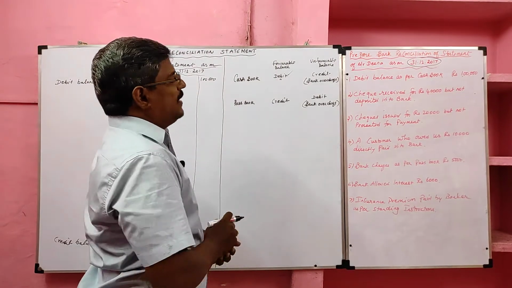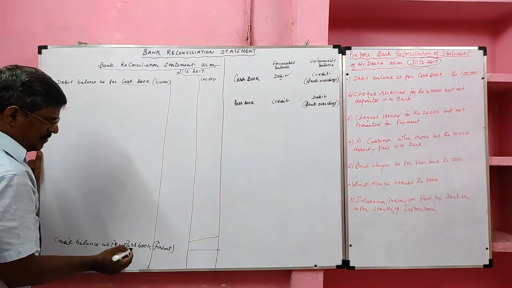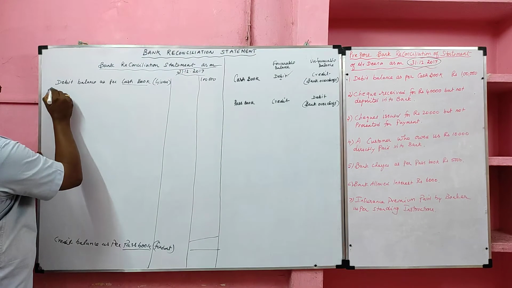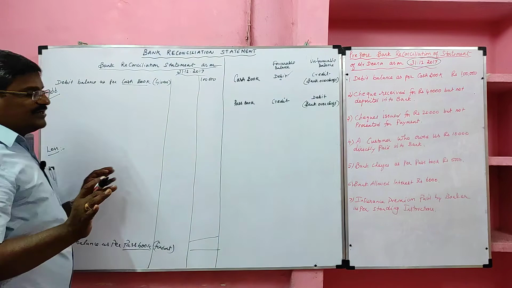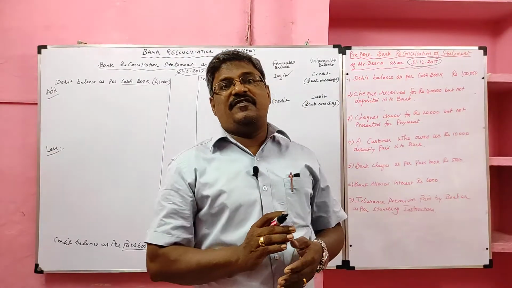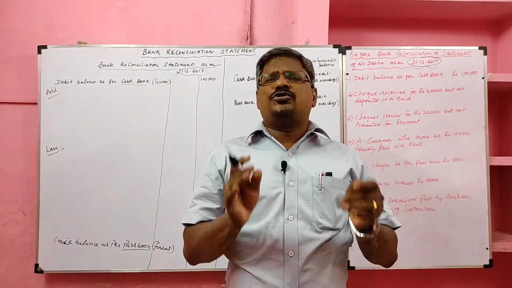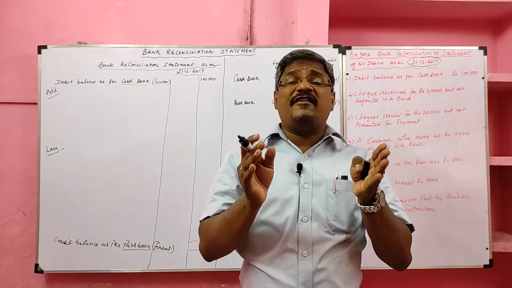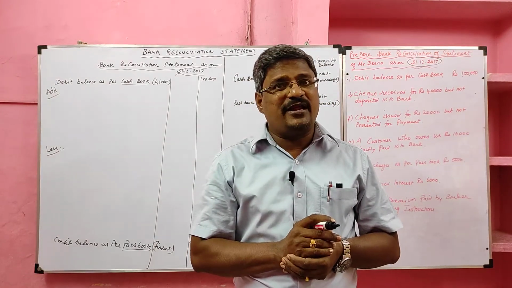Now, cash book balance is given. Passbook balance is not given. We have to find it. We have to add some items, and at the same time we have to deduct some items. Students, listen carefully. First, you should read the transaction. Then you should find where the transaction actually took place.